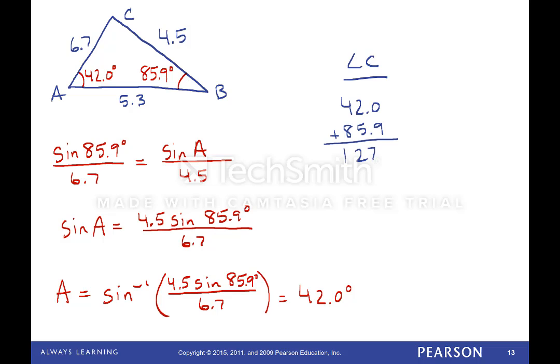That should be 127.9. So therefore, if you subtract it from 180, that should give you a 52.1. There it is. Solved all of it. Solved for all three angles.